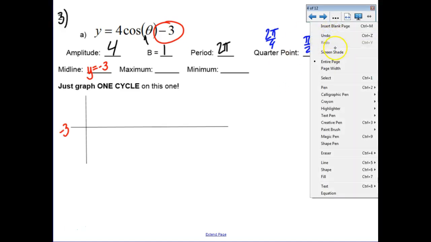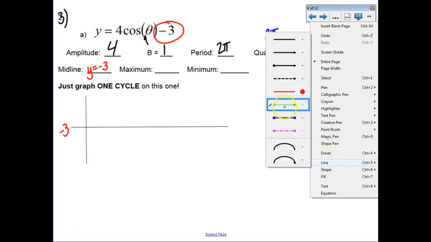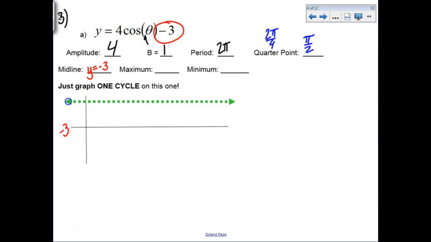Now for the maximum and minimum, because I'm not a huge fan of formulas, especially if I don't really need to use them, I'm just going to draw lines in, and then I'm going to label, and I'm going to count. So if amplitude is 4, if I travel up 4 units from -3, that brings me to a 1. Now the way you can find that is you take -3 and then you add 4. So y equals 1. For the minimum, I travel down 4 units and get to -7.